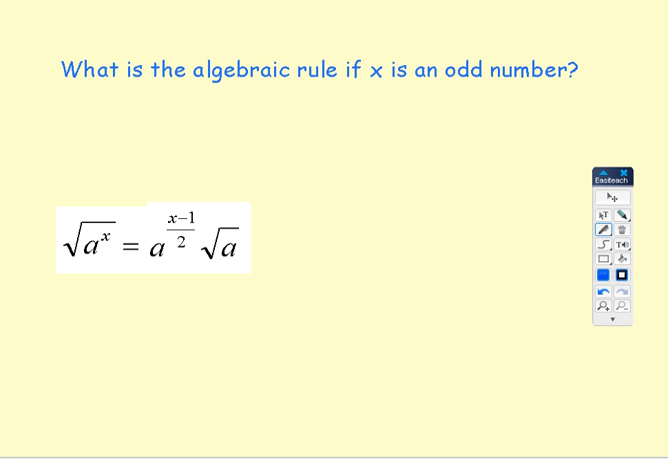Okay, so here's an algebraic rule. If x is an odd number, I think when we did it in class we had a to the n, but if x is an odd number, you can just say a raised to the power x minus 1, divided by 2, and you're always going to have the square root of a still in there. So if x is an even number, it's a perfect square. If x is an odd number, you do not have a perfect square. You're still left with something inside the radical.